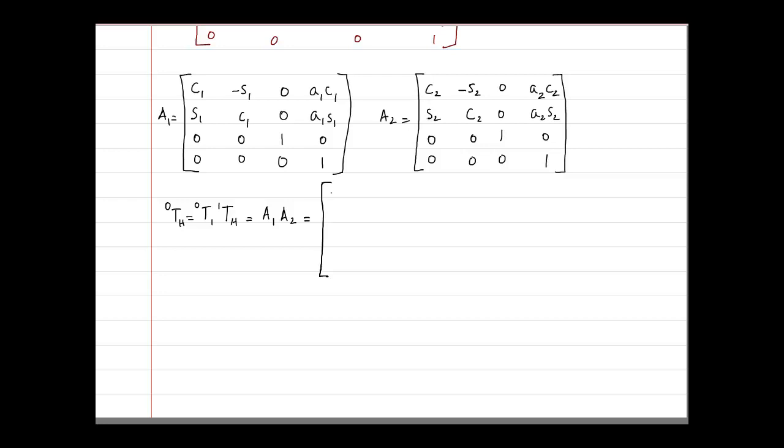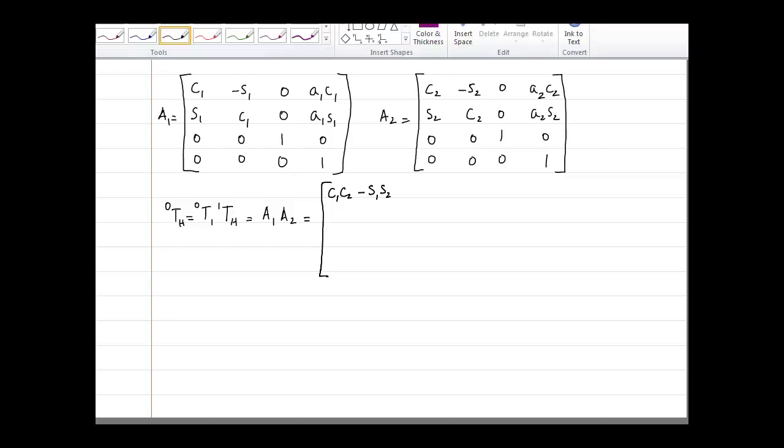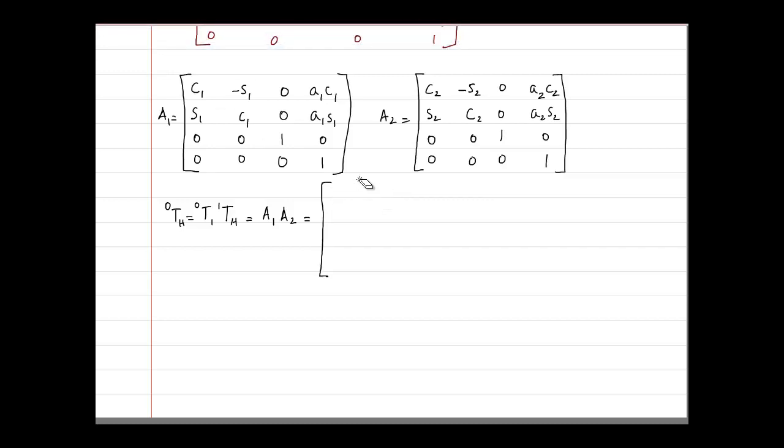So I can write cos 1 cos 2, cos theta 2, minus sine 1 sine 2. Let me have a look if I am correct here. Okay, let us do it fresh.